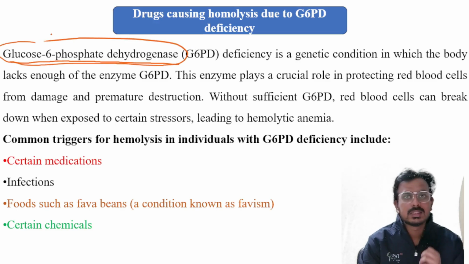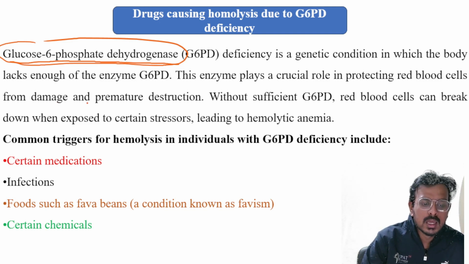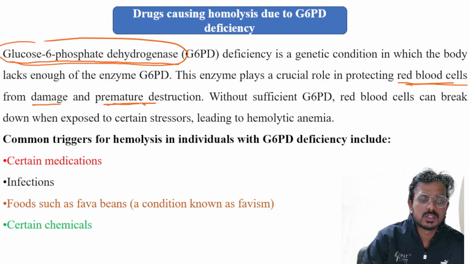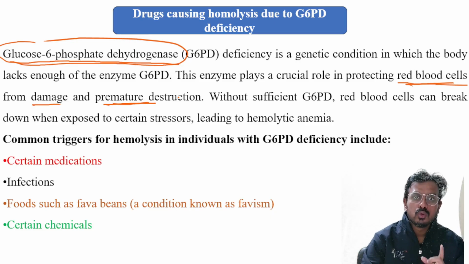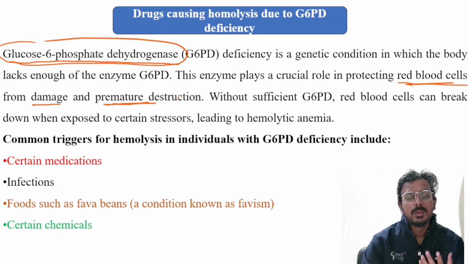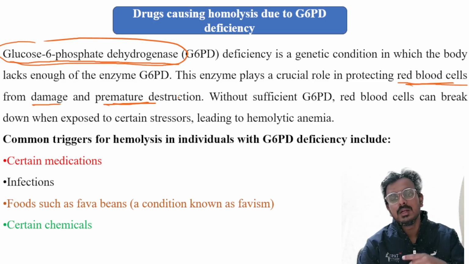The role of this enzyme is to protect the RBC from damage and premature destruction. So please remember that particular enzyme, glucose-6-phosphate dehydrogenase. This gene has a major role in protecting RBC from premature destruction and damage. It is a genetic concern when the G6PD level decreases.